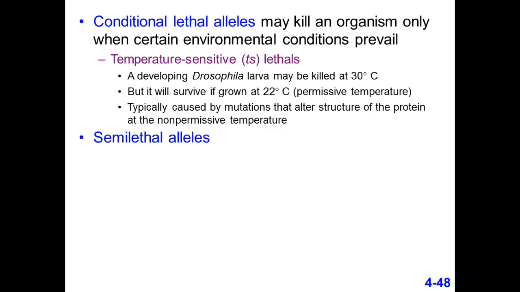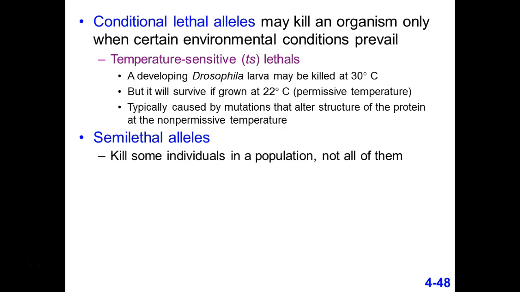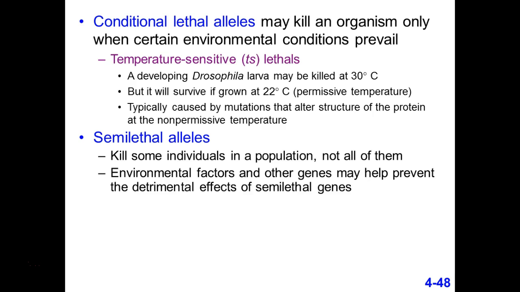Semi-lethal genes, or alleles, kill some individuals in a population, but not all. It's like, okay, so clearly there's more going on here, right? So it could be environmental factors, or other genes may help protect some individuals, but not others.